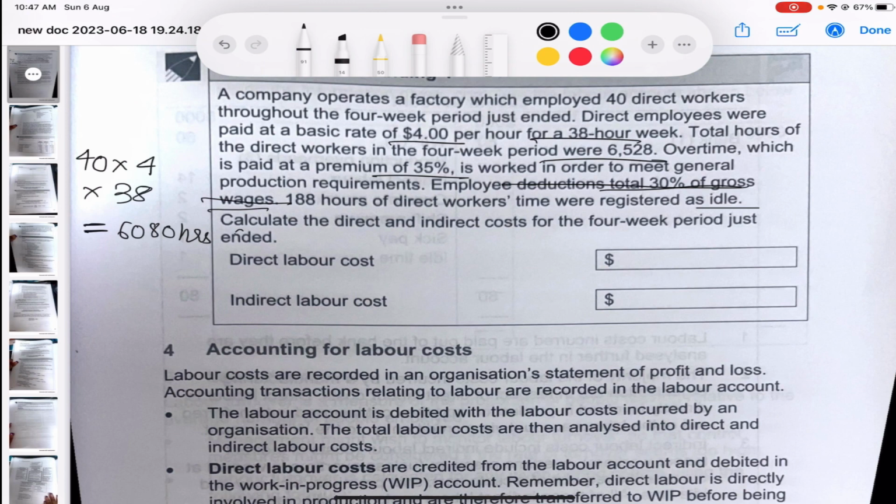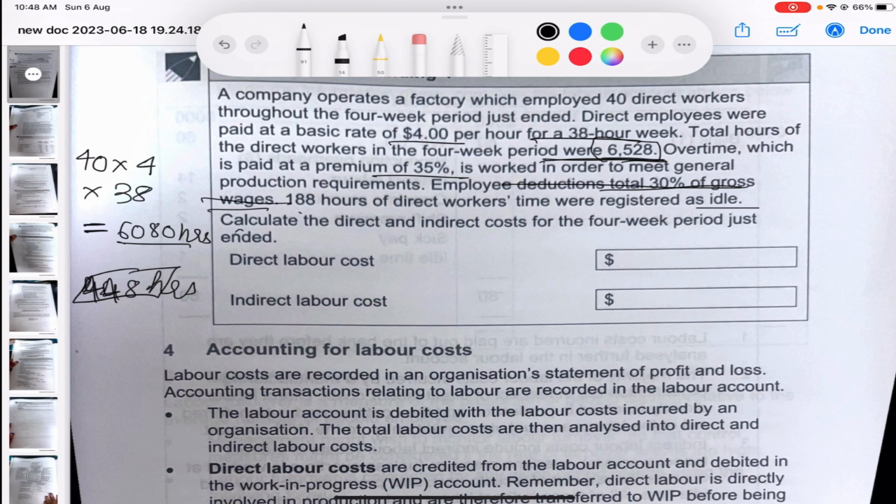Total hours in the 4-week period was 6528. So 6528 they worked, but the standard hours are 6080. So what is the excess hours? That would be 6528 minus 6080, which is 448. So 448 is my excess hours or my overtime hours.